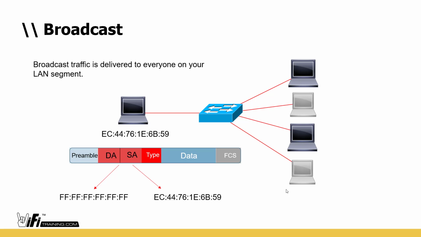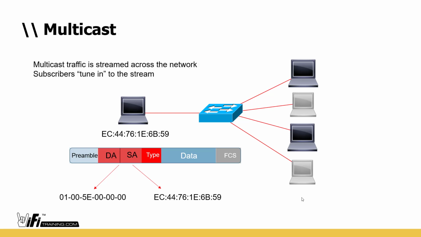I don't want everybody else getting a copy of that. Not only is it inefficient and creates way too much overhead, it's also a security risk, right? So multicast is streamed across the network and allows subscribers to tune in to the stream. This is a specific block of addresses that we can use to basically start talking on the network and allow other people to dial into that address, kind of like conference calling, really. So we allow other people to subscribe to that stream, okay?